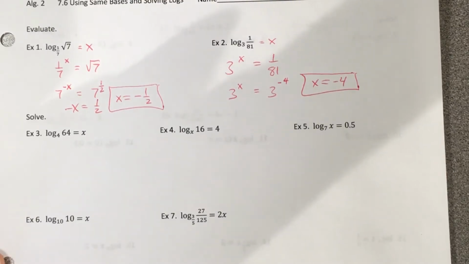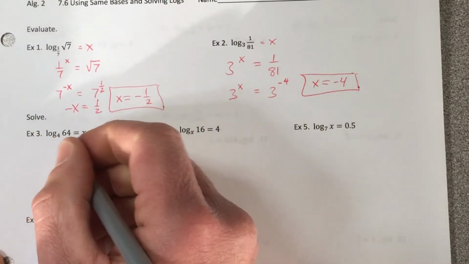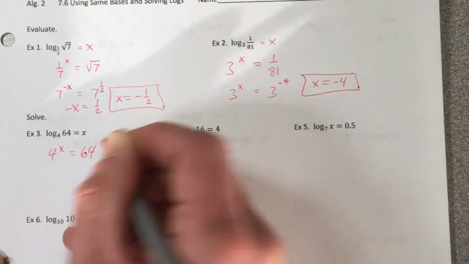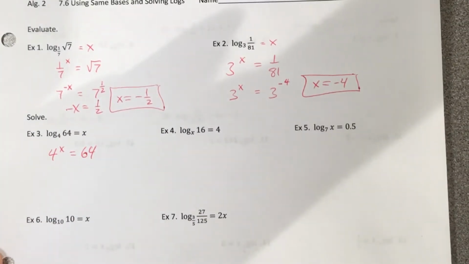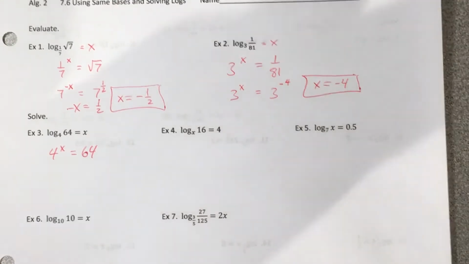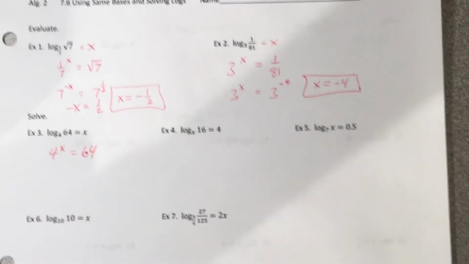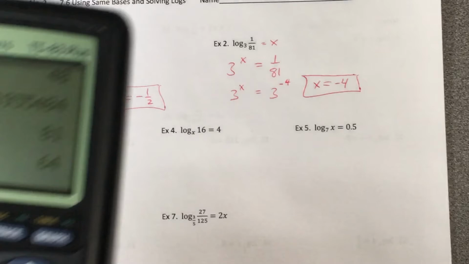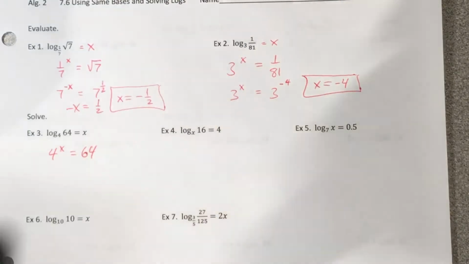So log base 4 of 64 equals x. I'm going to rewrite it. Swing it around. So base 4 to the x equals 64. Let's see, I'm going to grab my calculator. I think I can rewrite 64 as 4 to some power. So I'm going to just try some things here. 4 exponent 3. Oh yeah, 4 to the 3rd power is 64.